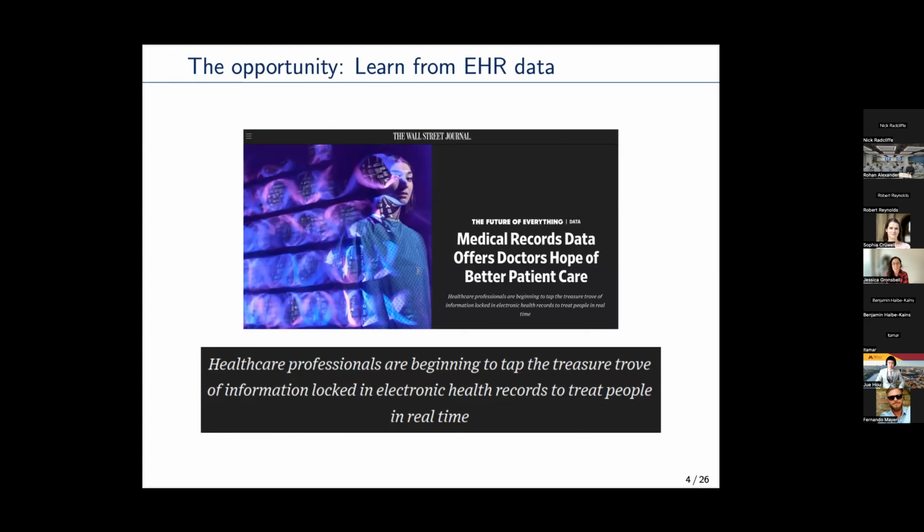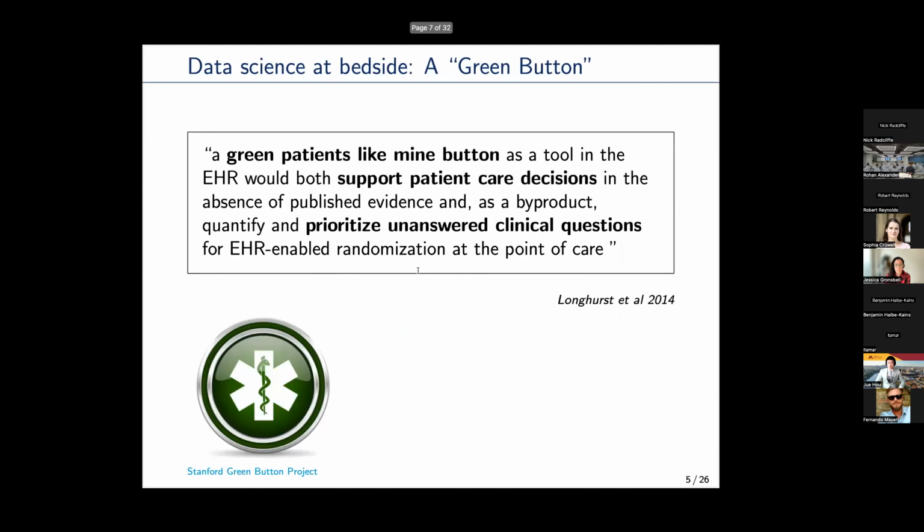And I feel like every time I try to take a break from work, there's some sort of futuristic looking article like this. This is from the Wall Street Journal just a few months ago about the promise of electronic health records to improve the treatment of patients in real time. And what's discussed here is this idea of a green button. So a magical machine learning powered button that a physician could press. They could identify patients that are similar to the one in front of them to help them make a better decision, or perhaps find some unanswered clinical question.